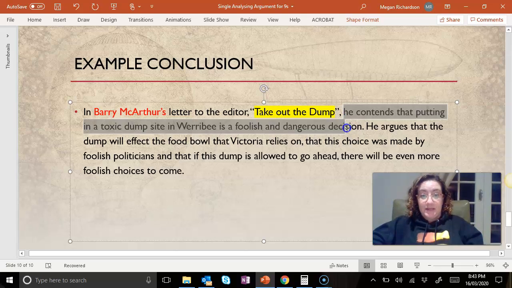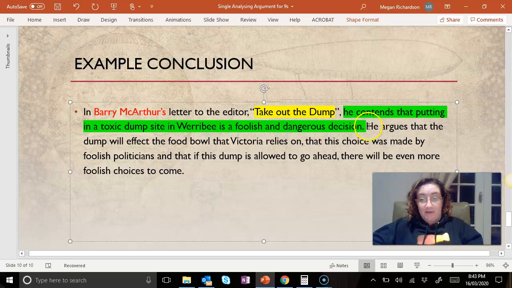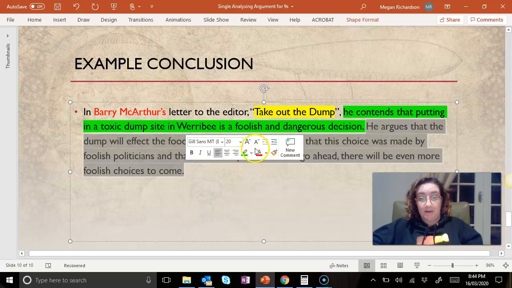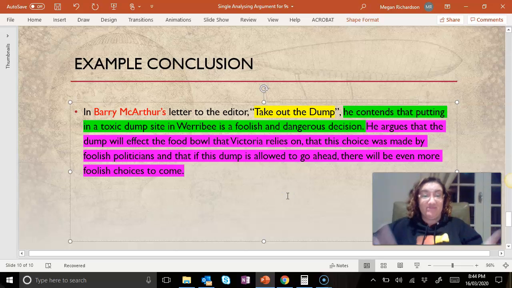He contends that putting in a toxic dump in Werribee is a foolish and dangerous decision. So there is my contention. Easy peasy. And here are my three arguments. He argues that the dump will affect the food bowl, that this was made by foolish politicians. That's 2. And number 3, if this dump was allowed to go ahead, there would be even more foolish choices to come. Bingo, bango. There are my 3 arguments. Easy peasy. Done. Literally, that's it.